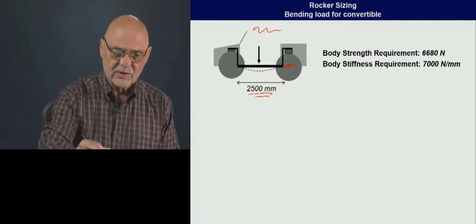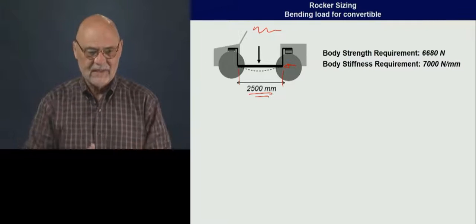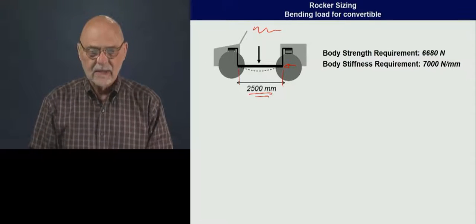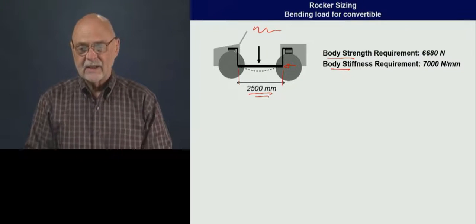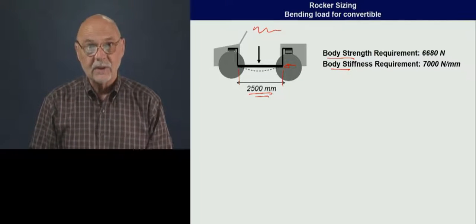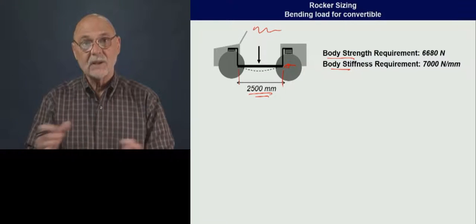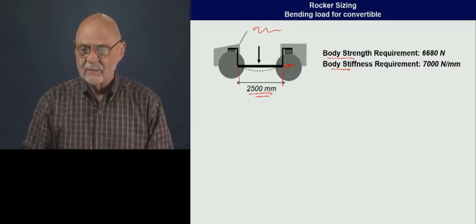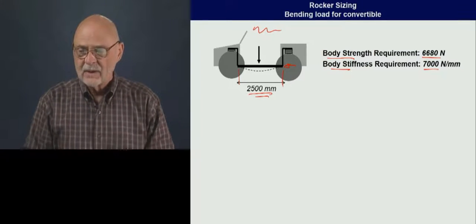The length of the rocker section in this little example is 2,500 millimeters, roughly typical car size. And we have some requirements for the body structure, strength and stiffness. We have these two requirements. They're really independent. We can vary strength, we can vary stiffness. We'll justify these values, but these are what we're going to use right now.